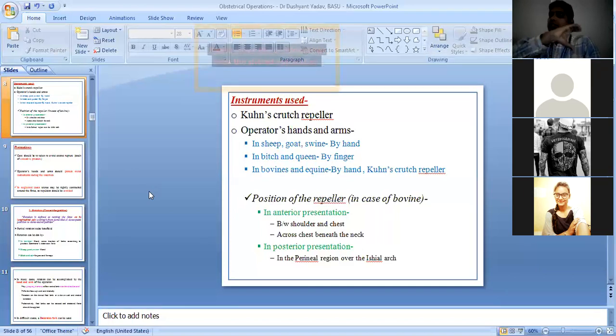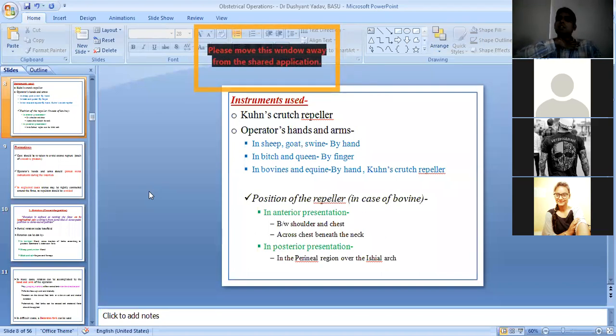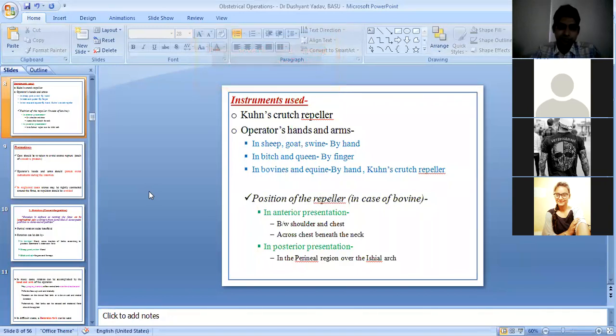If you think that it is a repeller, then you apply it like that, below the chest or neck, beneath the neck, below the chest, across the chest. You can apply and drag anteriorly. The fetus will be dragged anteriorly. It is very helpful to repel the fetus where your hand is not permitted to go deeper. Then the cone crutch repeller is very much beneficial.